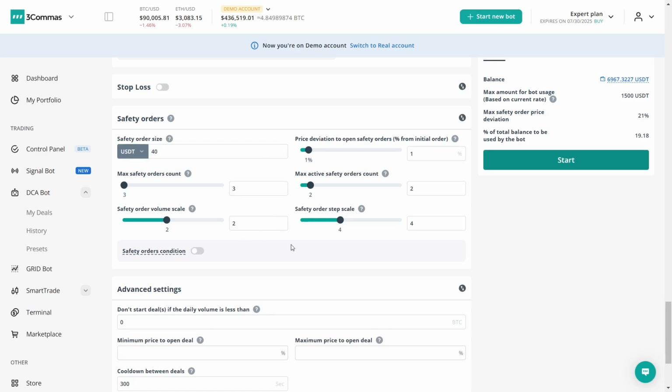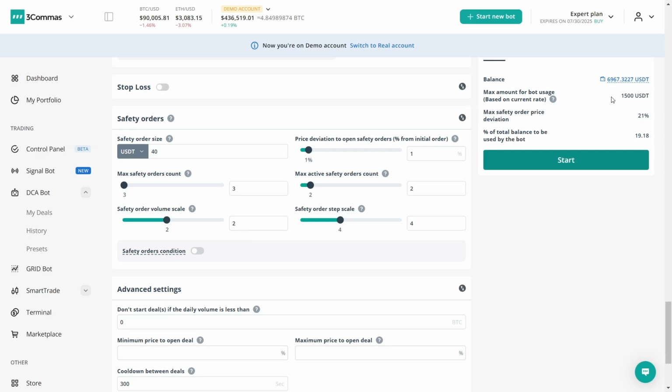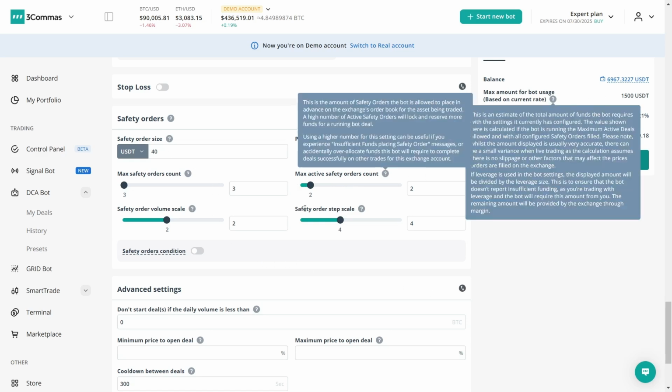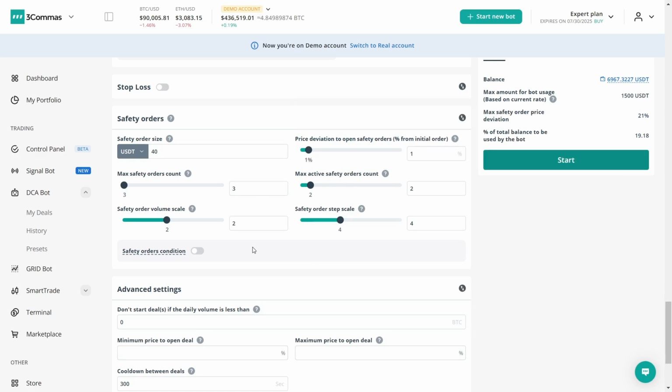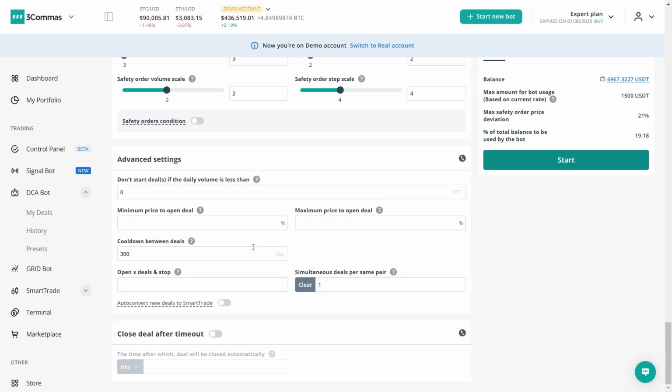Okay. Now I can see here that my bot is going to use up to 1,500 USDT, and it will support up to 21% price deviation. So it's very risky, right? But that's how DCA works. I hope you understood that. Let's talk about the advanced settings.